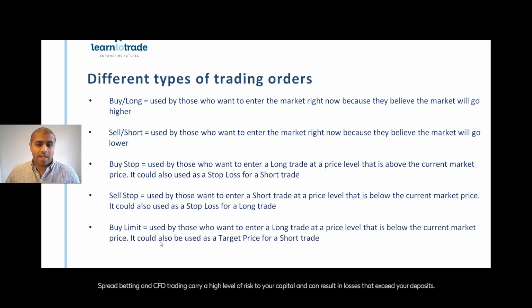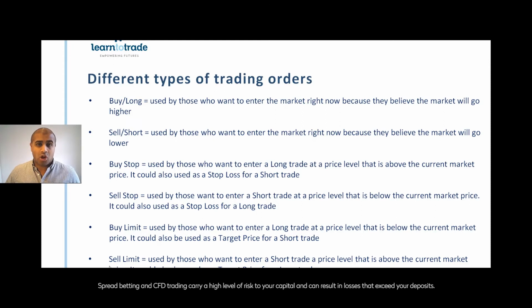Then you have something called a buy limit, which is used by those who want to enter a long trade at a price level that is below the current market price. It could also be used as a target price for a short trading setup. Then you have something called a sell limit, which is used by those who want to enter a short trade at a price level that is above the current market price. And this can also be used as a target price for a long trade.